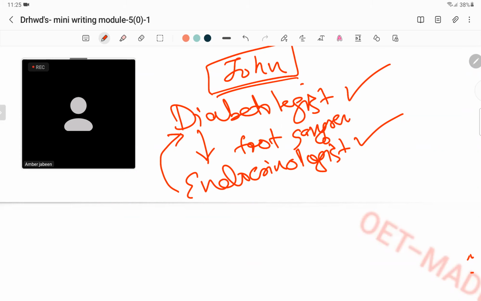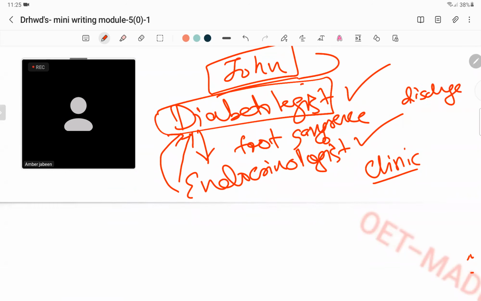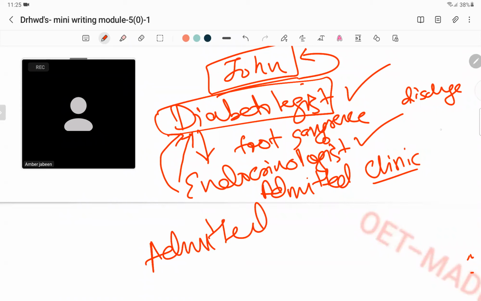And they both just follow him up in the clinic. Are you following me, Dr. Amber? Does it make any sense? Yes, they both follow him up in the clinic. Now, when this endocrinologist sends John to the diabetologist, who even knows John, would that be a transfer letter? No, because he's not going to be admitted in the setting. When you transfer, it means admit them. This is going to be an update, isn't it?